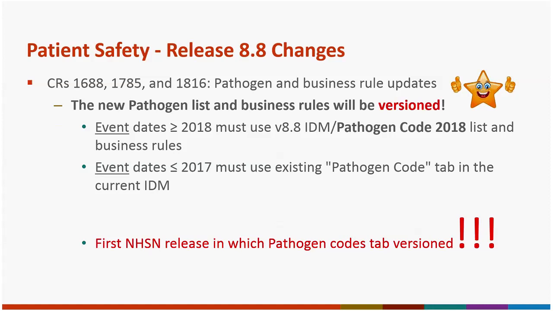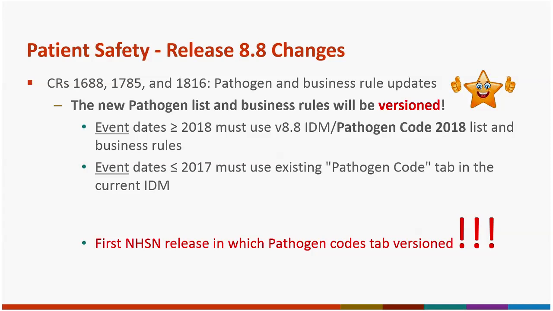So we have 3 CRs that are pathogen and business rule updates. We'll talk about each of them separately, but my first, in bold, is that the new pathogen list and business rule will be versioned. I'm going to stop right there and say it again: the new pathogen list and business rule will be versioned. This is the first time that we have actually versioned the pathogen tab in the business rules. We'll be interested to get y'all's input, but hopefully it will be easier for you to have an ending and start date.